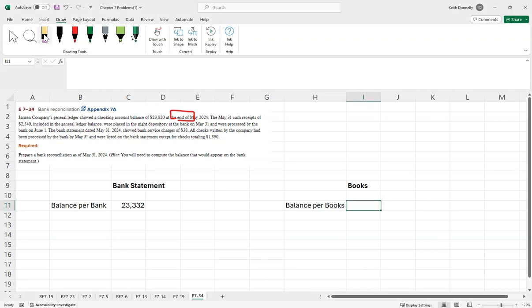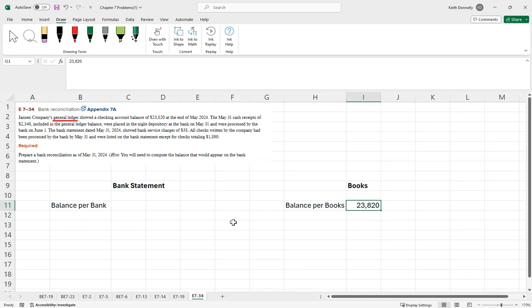Okay. All right. I see what's going on here. Let's reverse this out, right? Because I read this, they're telling us the general ledger, so our financials, are 23,820. Okay.